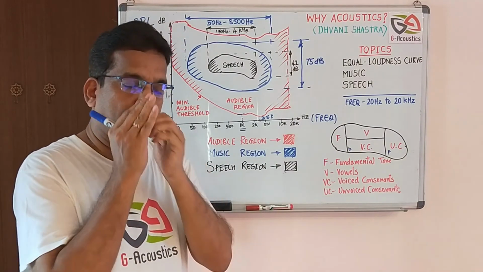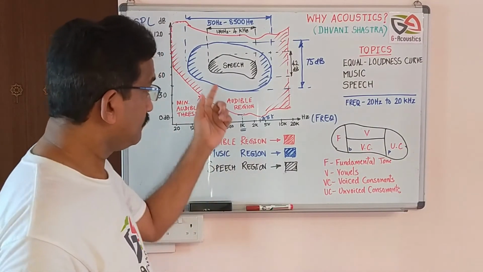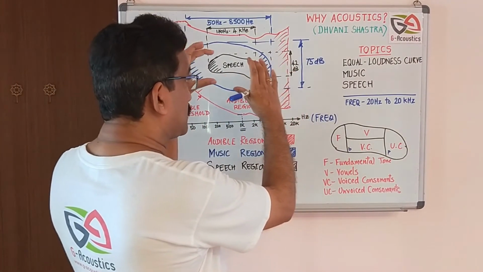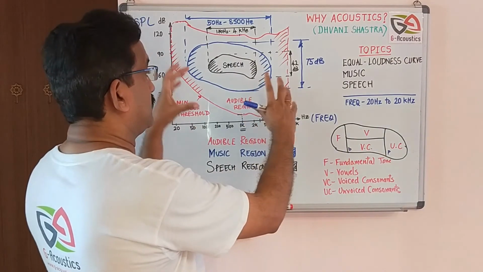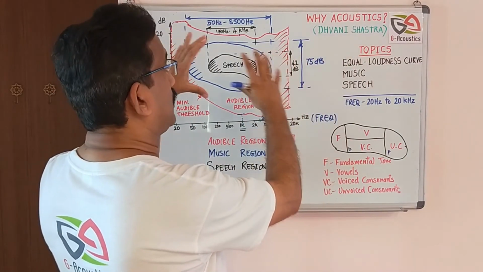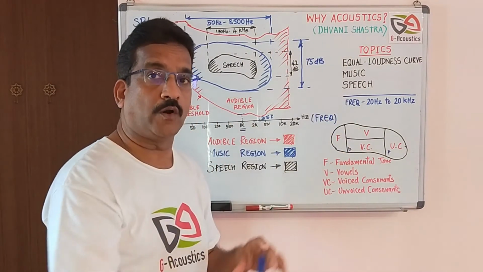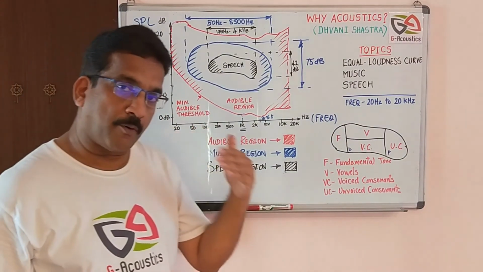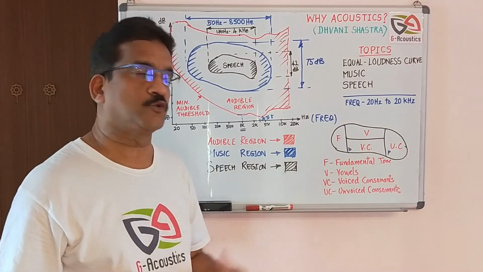When you say hello, it will be hello, like that. So that is about the speech, which is much smaller compared to music. The music is much smaller compared to the overall audible region of our ears. Now I would like to throw in some more concepts related to speech.